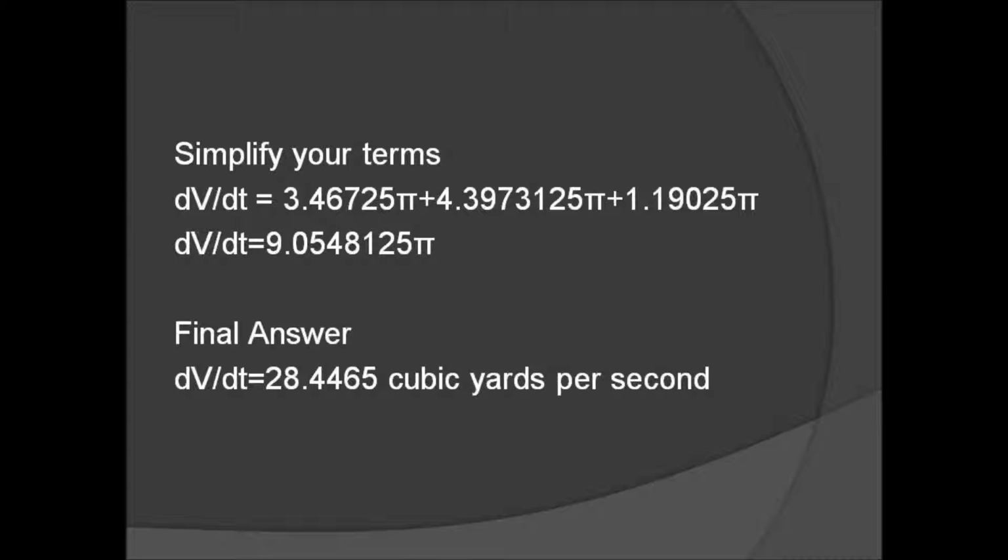Then simplify your terms. This will give us 3.4672 pi plus 4.397312 pi plus 1.19025 pi. All of that added together gives us 9.054812 times pi. So our final answer, which is the rate of change of the volume, is 28.4465 cubic yards per second.